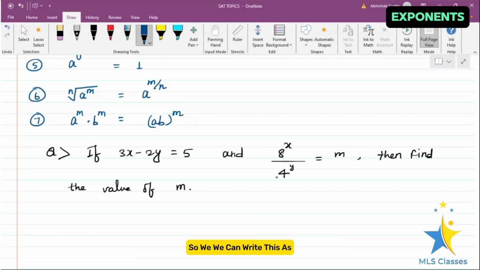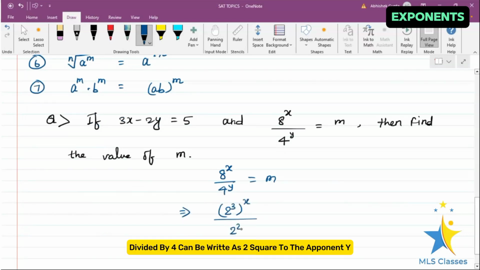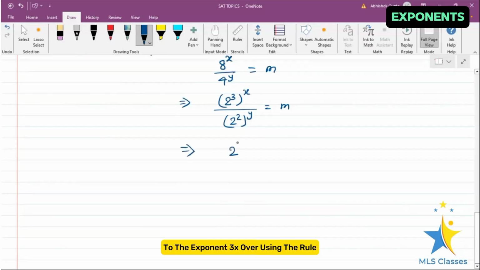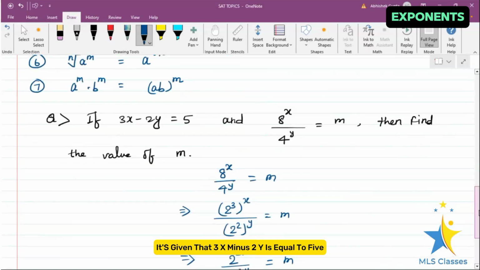So we are having 8 exponent x over 4 exponent y is equal to m. This implies that 8 can be written as 2 cube to the exponent x, divided by 4 written as 2 square to the exponent y, which is equal to m. Now how will we write this? Using the rule, we write 2 to the exponent 3x over 2 to the exponent 2y. Now you can see we have the same base and different exponents, and this is in division, so we subtract the exponents. This implies that 2 to the exponent 3x minus 2y is equal to m. Now in the question you can see it's given that 3x minus 2y is equal to 5.